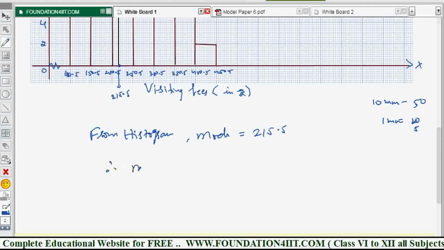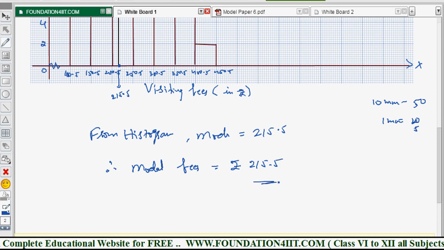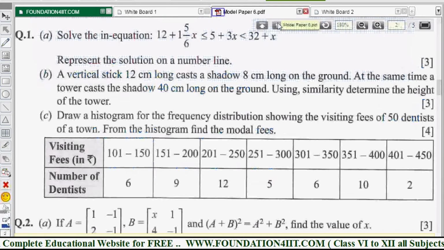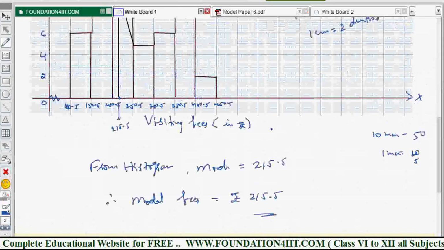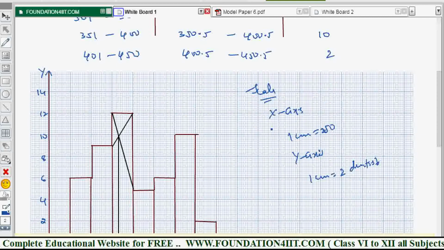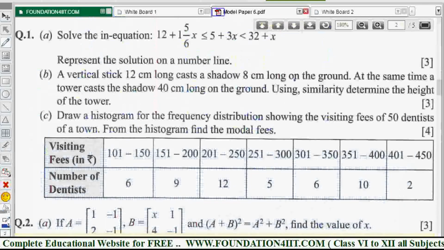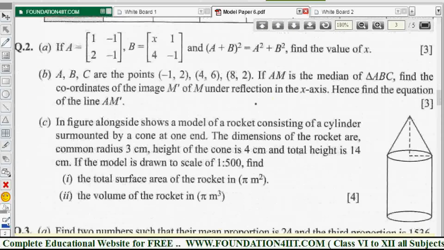Therefore, using this, the modal fees is rupees 215.5. So most of the doctors are collecting the fees around 250, right? So this way you can solve this problem. First you need to draw the table. Based on that you can draw the graph, right? This is about question number 1. Now let us see question number 2 and we'll solve these problems.